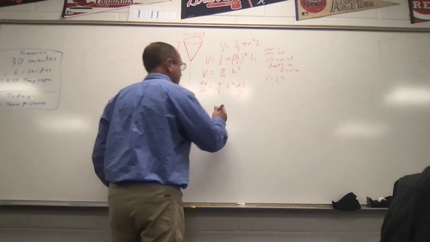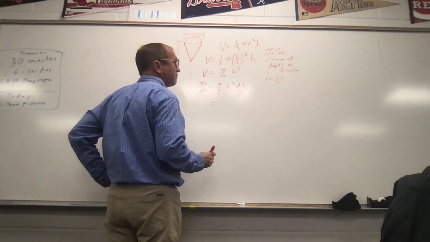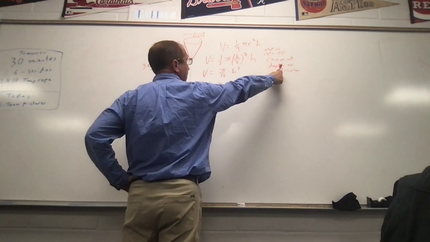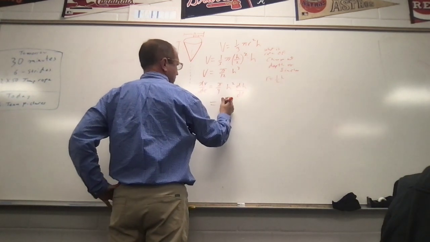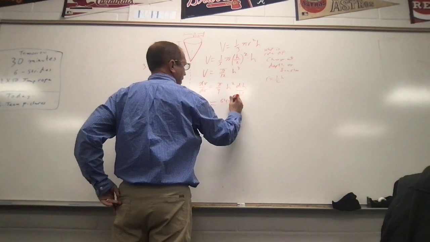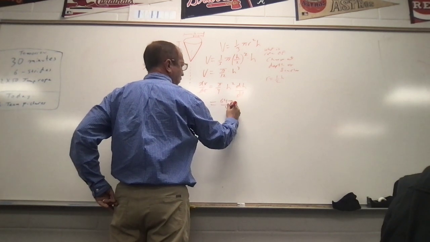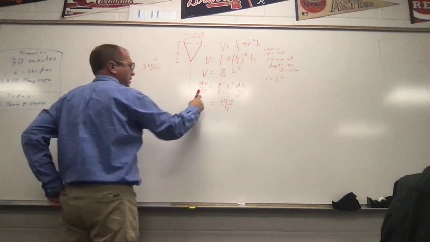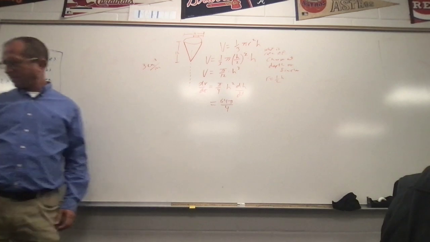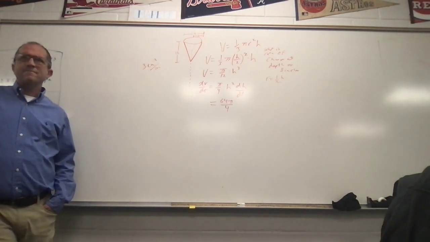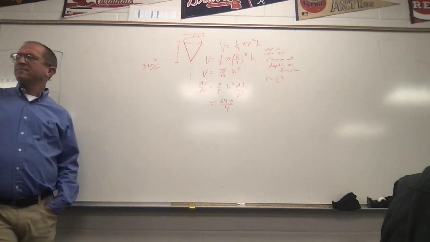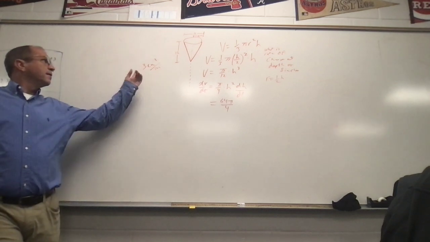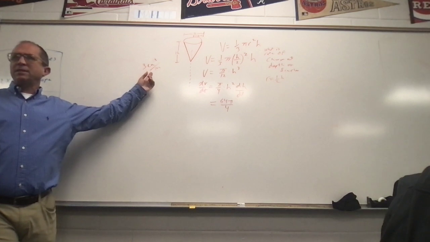Now, what's the height I'm interested in? Or the depth? 8. So it's going to be 64 pi over 4. Right? Now what about my dV/dt? Oh, is that just 3? All right, we've got to be careful on this one. We've got 3 here, but what's happening in this case that's different from the others?